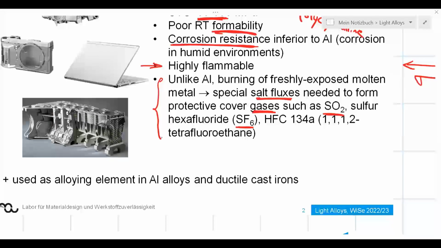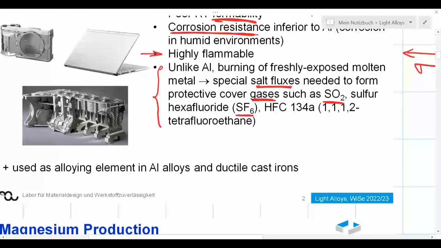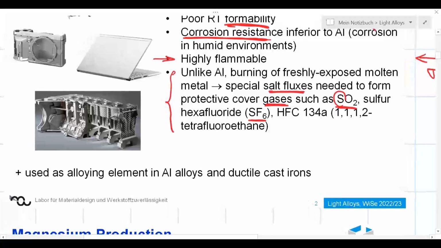Or you have to put special fluxes, some solid materials, you can pour on the surface in order to create these protective gases. A lot of times they are dangerous gases, and people who are working in these environments need to have special safety equipment, right? There are some concerns about health issues related to people working in the magnesium industry.